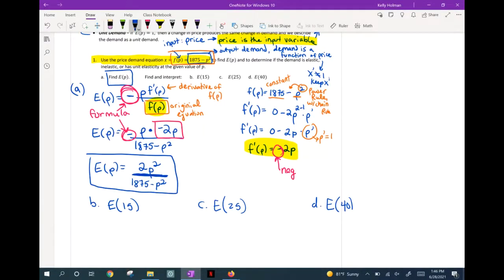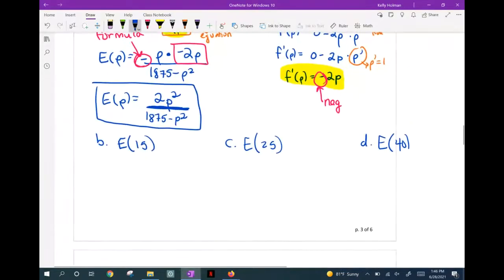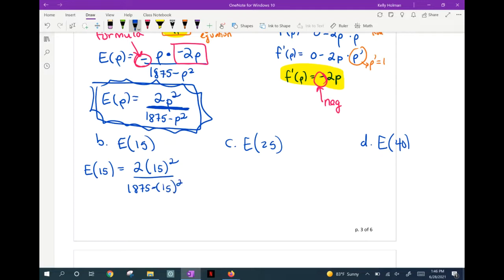Okay, so let's go ahead and do those 3. This is just plug and chug. This is just algebra, right? So I'm going to take this rule up here and plug in 15. Let's see what we get. Ooh, I'm going to have to round.